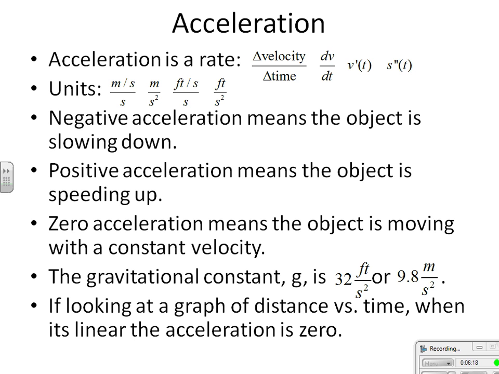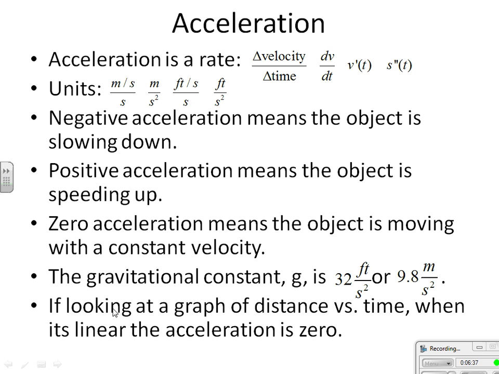Okay, gravitational constants. Oftentimes in these word problems, they'll talk about gravitational force. Remember g, you probably know from some science classes, your gravitational constant is 32 feet per second squared, or if you're in meters, it's 9.8 meters per second squared. That's basically having to do with the gravity on Earth.